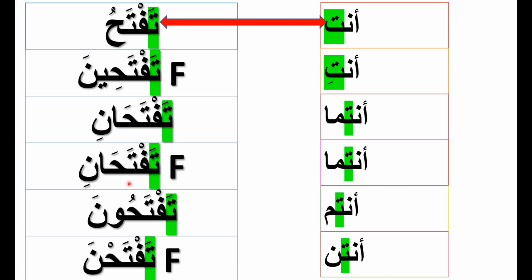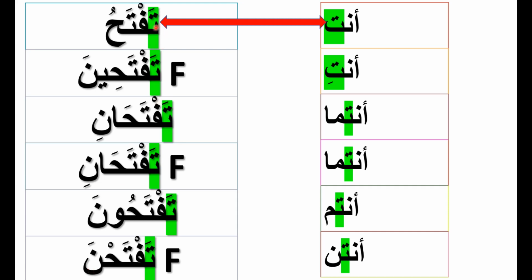أنتما تفتحان. You open, feminine dual. أنتم تفتحون. You open, plural masculine. أنتن تفتحن. You open, feminine plural.